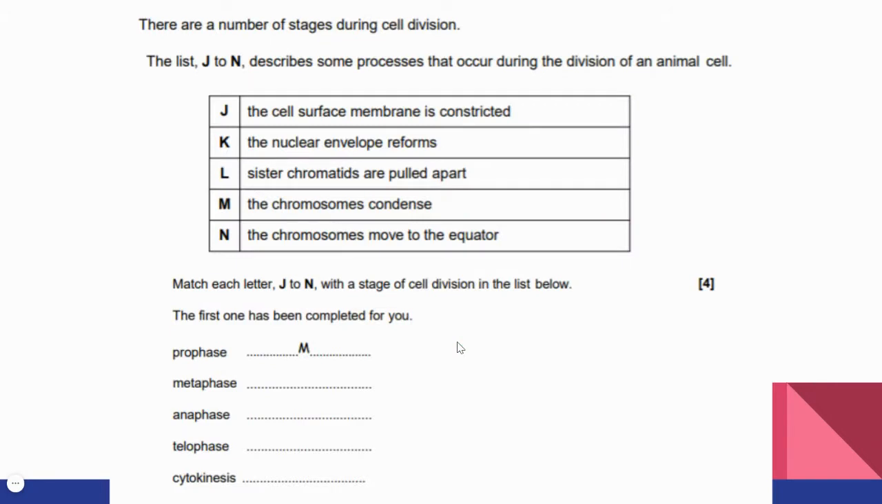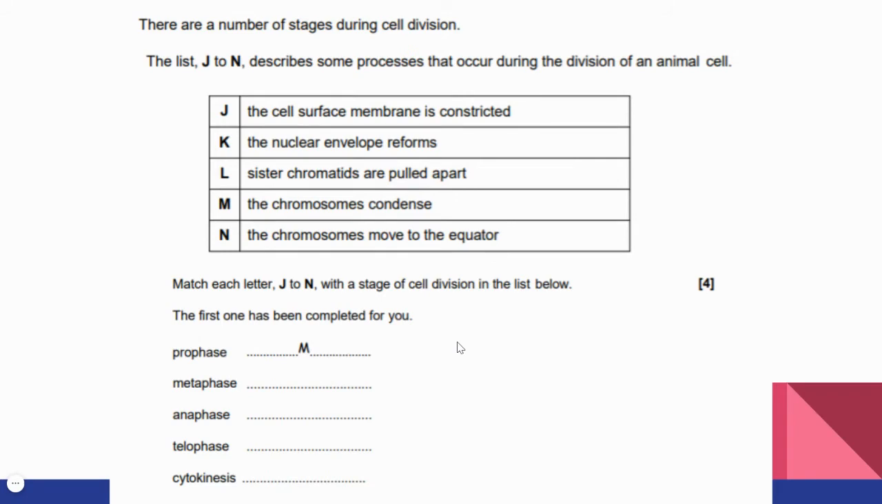Let's move on to our next question. There are a number of stages during cell division. The list J to N describes some processes that occur during the divisions of an animal cell. So first thing in focus is this is talking about cell division stages in animal cell. J is the cell surface membrane is constricted. K, nuclear envelope reforms. L, sister chromatids are pulled apart. M, chromosome condenses. N, chromosomes move to the equator. Match each letter J to N with a stage of cell division in the list below.